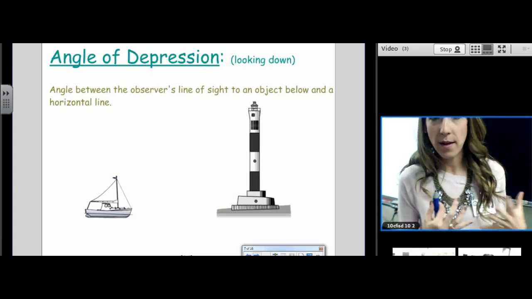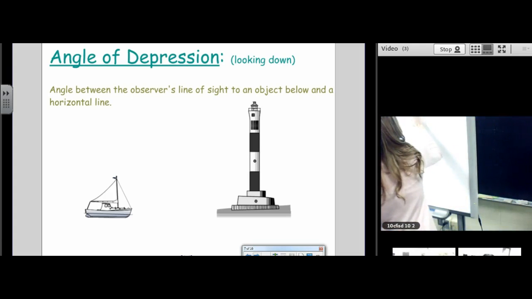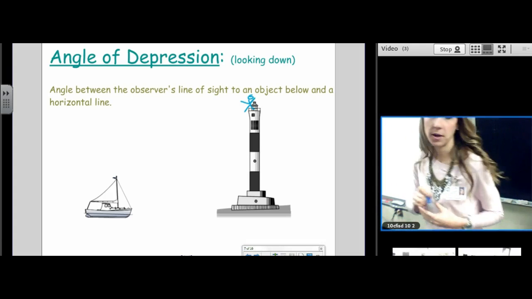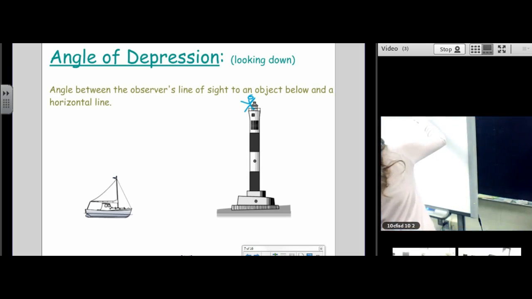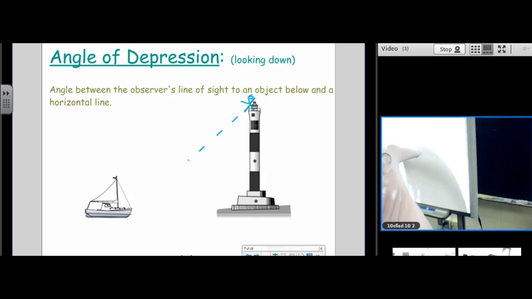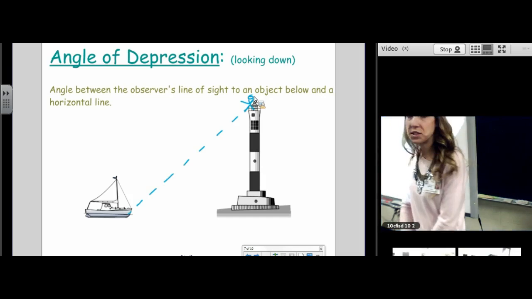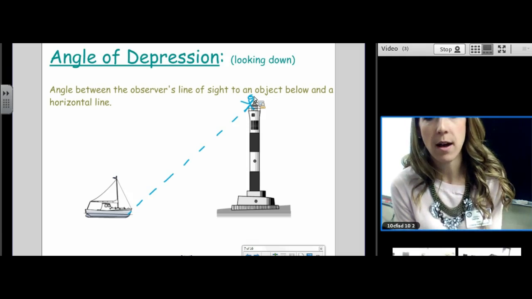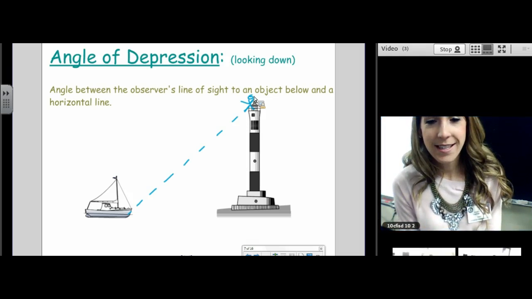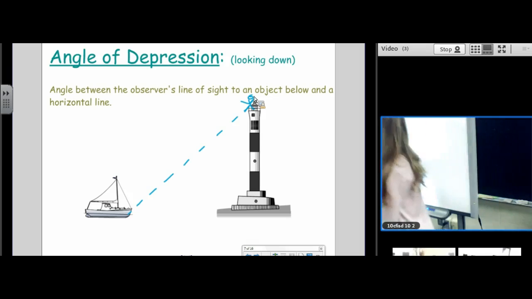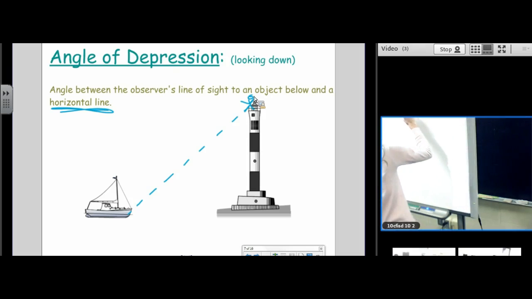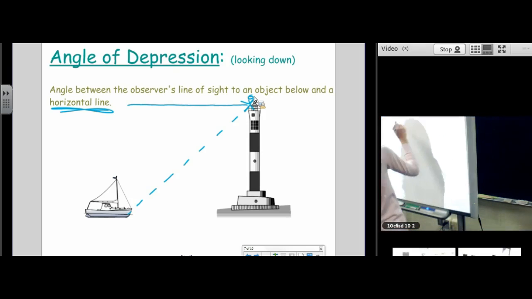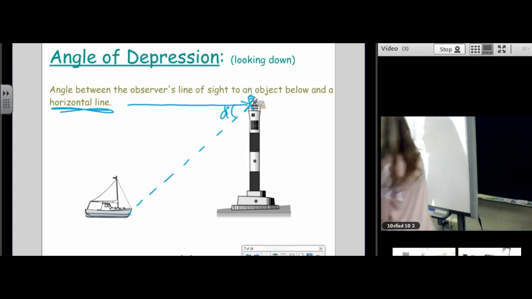The angle of depression is when you are looking down. So now the reference point, the person we're referencing, is not the person on the boat. Now it's the person in the lighthouse. The person in the lighthouse spots a boat. This is his line of sight to the boat. Now, be so careful because this is what students get confused about. The angle of depression is the angle formed by the line of sight and a horizontal line. So you would need to draw in a horizontal line like this, see? So this angle right here is actually the angle of depression.